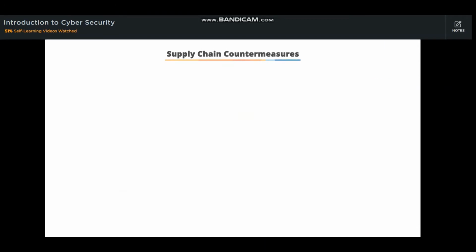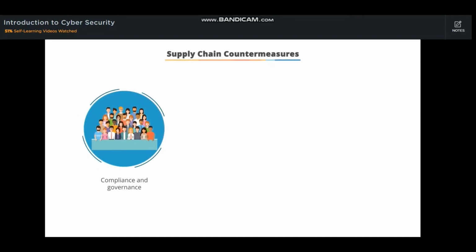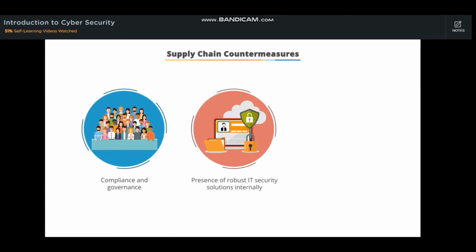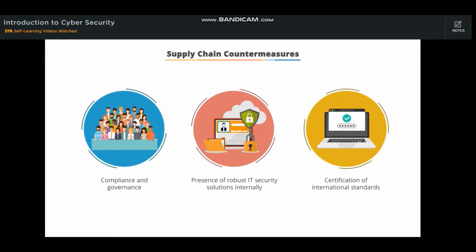Let's talk about supply chain countermeasures. Compliance and governance of suppliers, vendors, third-party actors, partners, traders, manufacturers, and contractors. The presence of robust IT security solutions internally, as a method of establishing clear and limited access guidelines for supply chain vendors, is a company's greatest defense against cyber attack. Certification of international standards is probably one of the often overlooked elements of ensuring cybersecurity in business operations.